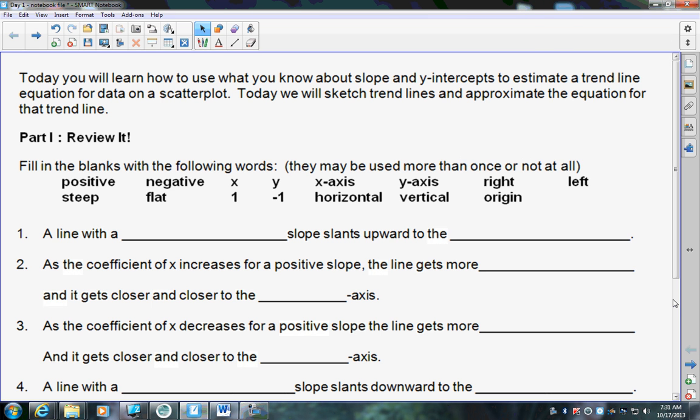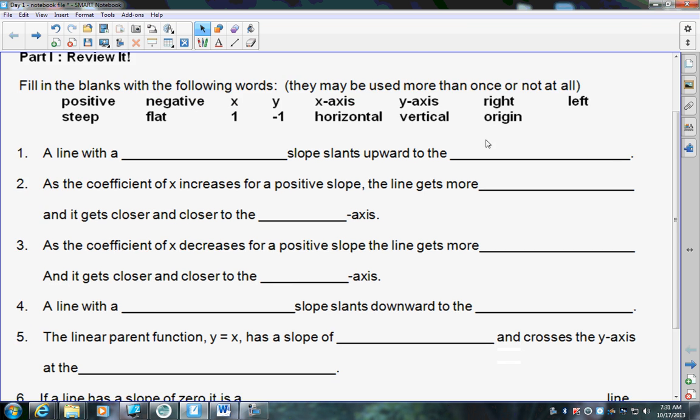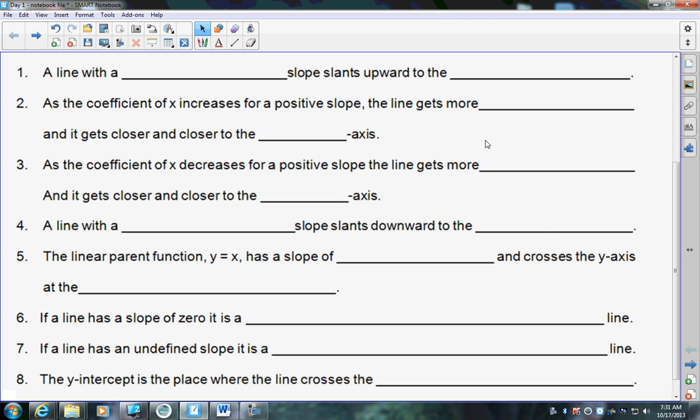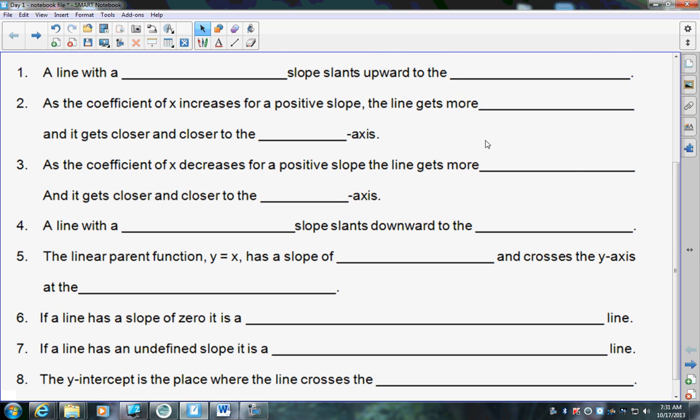Okay, the first thing we're supposed to do is review it. I need you to go through, if you have not done so already, and fill in these blanks with the words from the word bank. They may be used more than once or not at all, but these are the only words or numbers that would be used in these blanks. So if you're doing this at home, just pause the video and fill in your blanks.